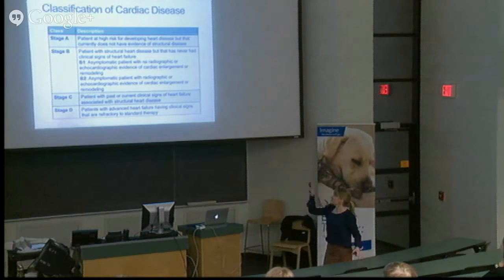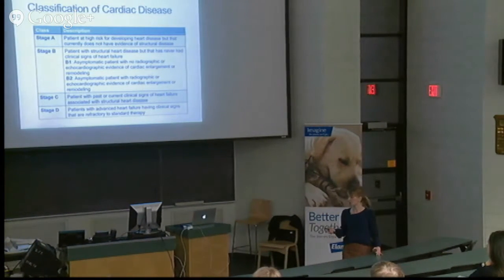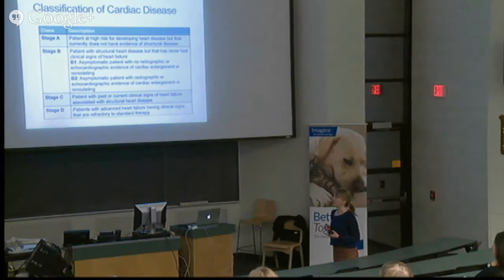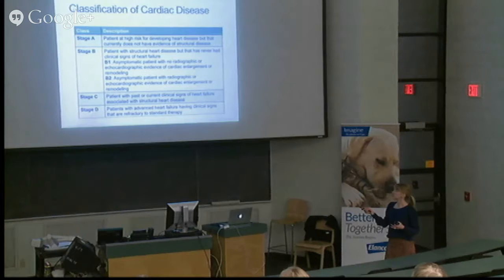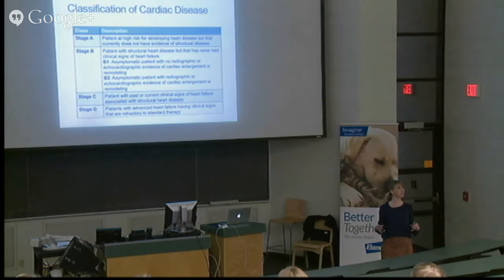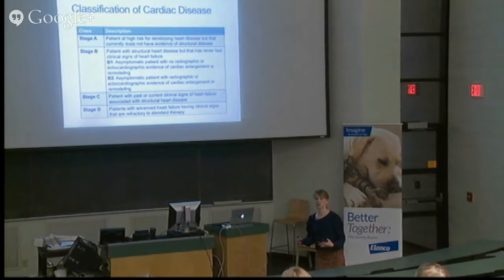Okay, stage C and D, now we're getting into the symptomatic patients. So once they start exhibiting signs of heart failure, coughing, difficulty breathing, perhaps syncope, now we're talking about stage C. And then stage D would be those that are refractory to standard therapy. So we've treated them with standard therapies, and now they are representing with ongoing signs of heart failure.